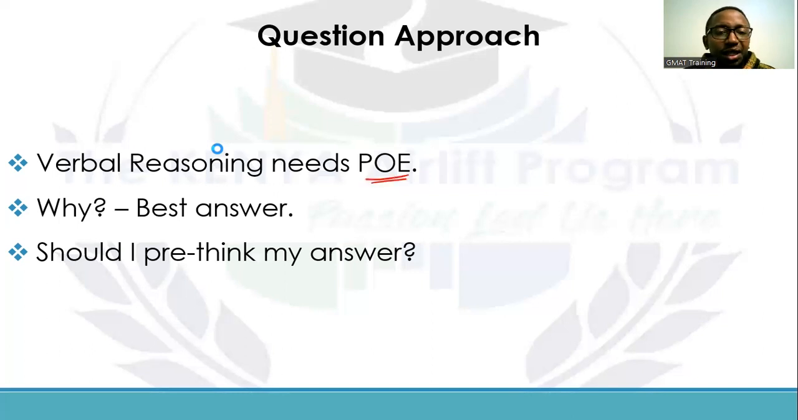So that is why we use process of elimination. So pre-thinking comes in when you try to get the reasoning or the meaning of the stimulus and then try to figure out what the answer should be. So if a question is strengthening a conclusion, you try to think through what could possibly strengthen the conclusion. That way, when you go to the answer choice, you now have a clue what you're looking for. So the question we're asking today, is it a good strategy to pre-think your answer?